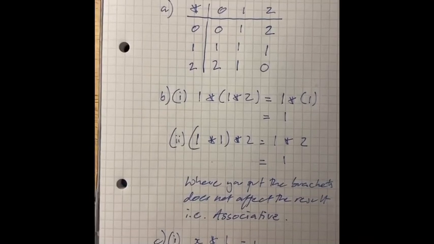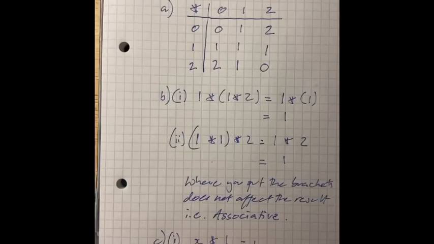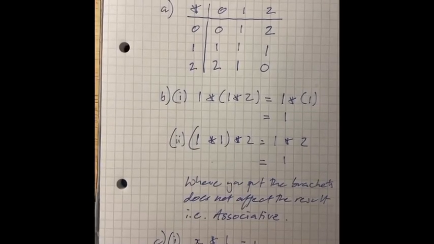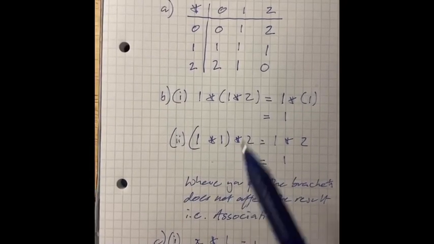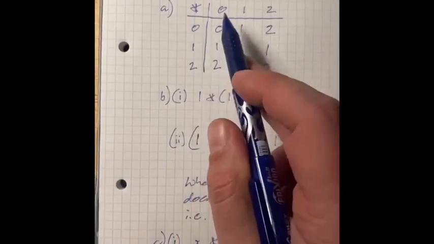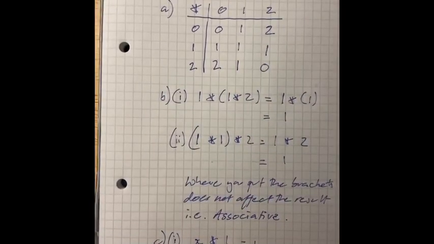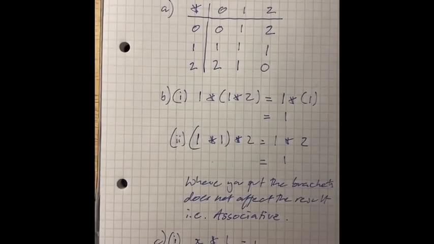Okay, part 2. A number star itself is 0. Again, x, if we have a look in our lookup table, it's either 0 or 2. So x is 0 or 2. Okay.